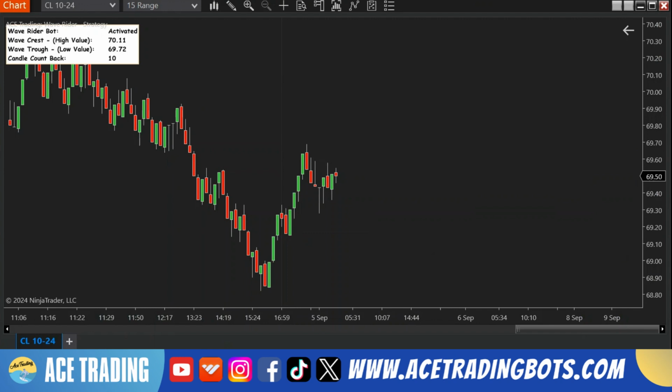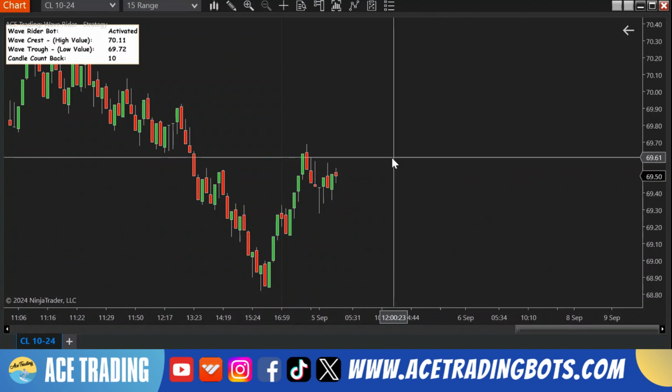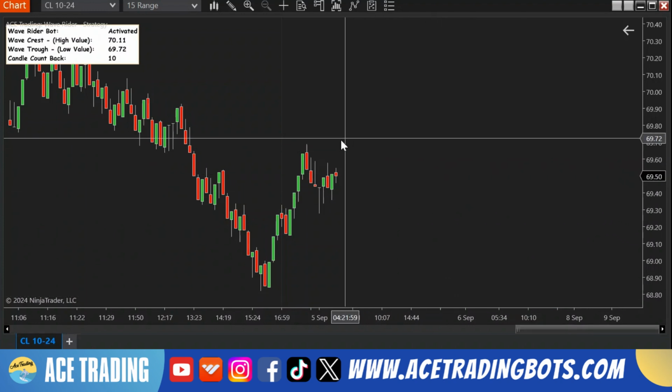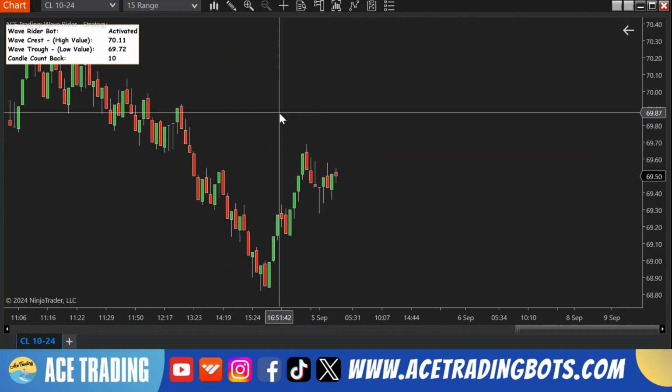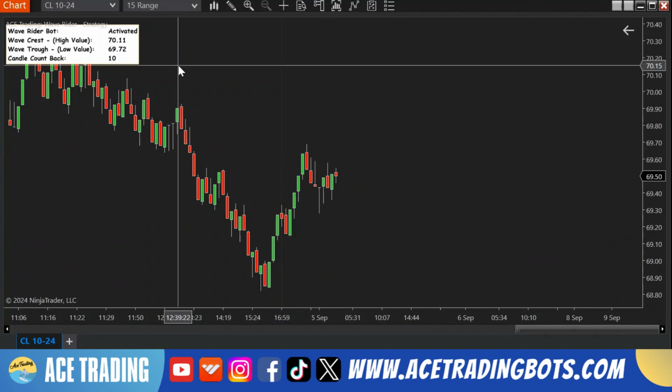Let's break down our bot Wave Rider. Wave Rider is a trend-based strategy that takes trades upon the breakout of a consolidation of a range, but it waits for that trend to form before jumping into a trade. So we have a bot called Wave Breaker that trades that breakout, but Wave Rider will wait for that trend to form before taking it.